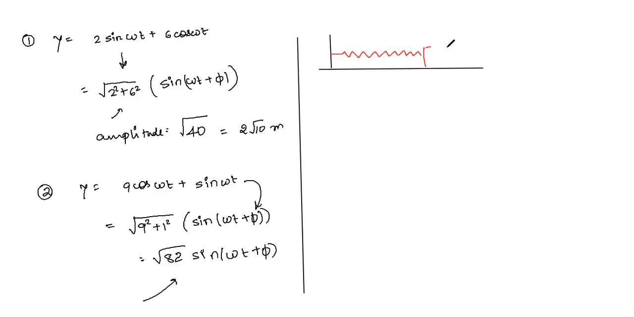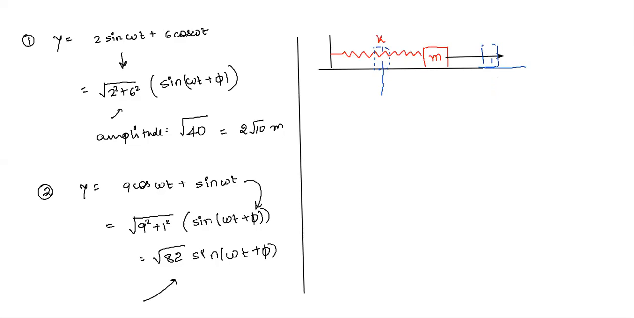Let us say you have a block of mass m, which is connected to a spring of spring constant k. I pulled the block from its natural length and left it. So this block will start doing simple harmonic motion, and it will keep oscillating between two given points.